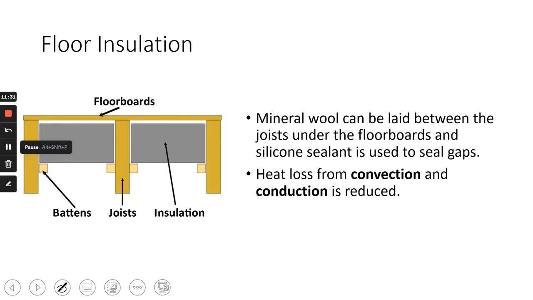Floor insulation works in a very similar way to the loft insulation. Mineral wool can be laid between the joists underneath the floorboards, and silicone sealant is used to seal the gaps. This material, as we've already learned, is a poor conductor, and because we've sealed the gaps, there's no cold air flowing through, reducing convection.